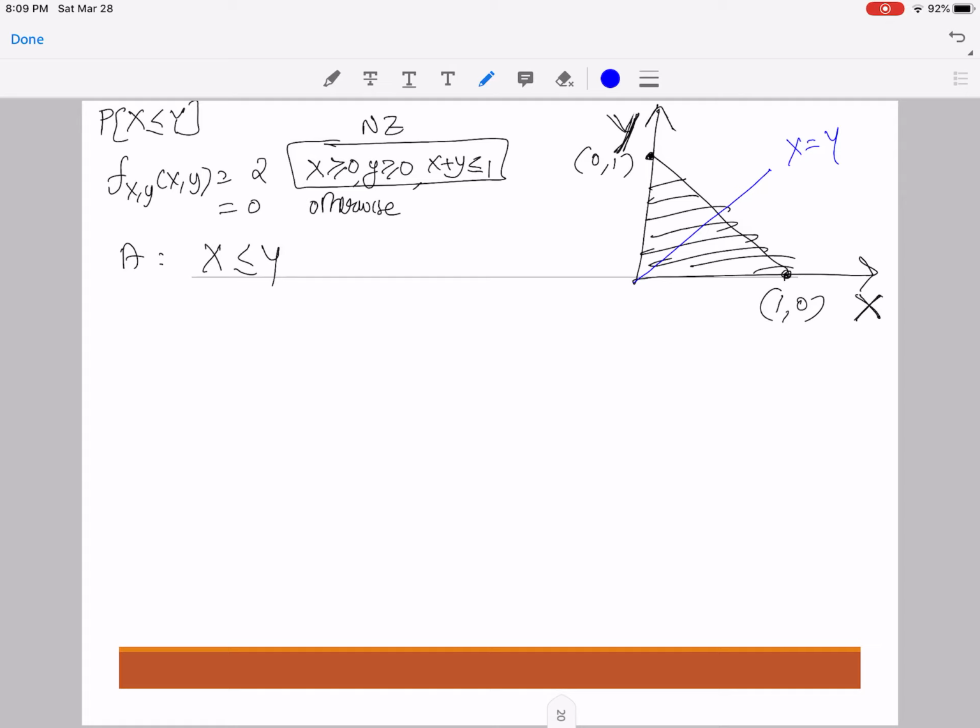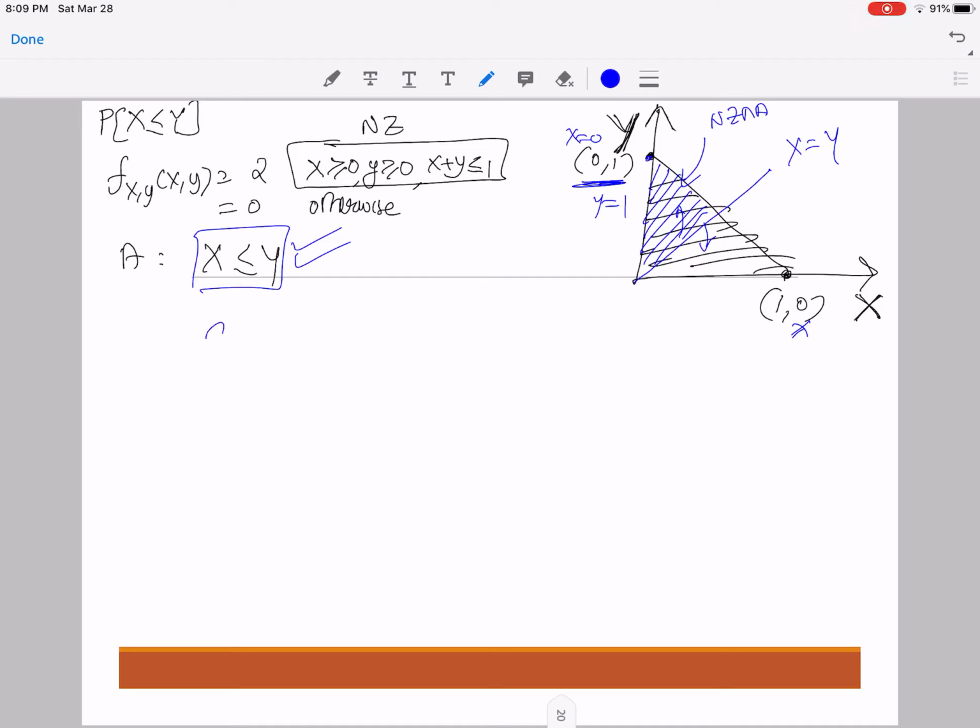Now, either the region above this line or below this line is going to correspond to x is less than or equal to y. This point right here, where x is equal to 0 and y equal to 1, satisfies this relationship that x is less than or equal to y. And therefore, this point is definitely a member of this region, x is less than or equal to y. This point clearly does not satisfy that condition. So this one right here is NZ intersection A.